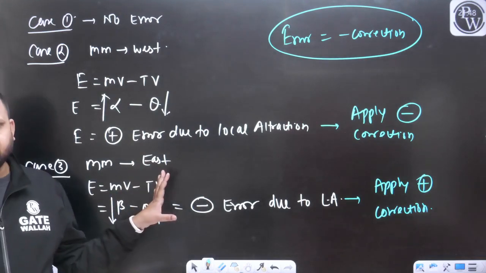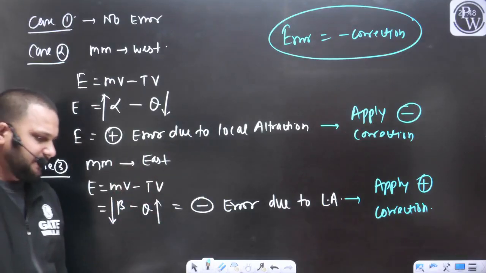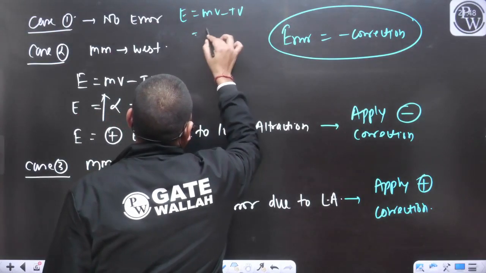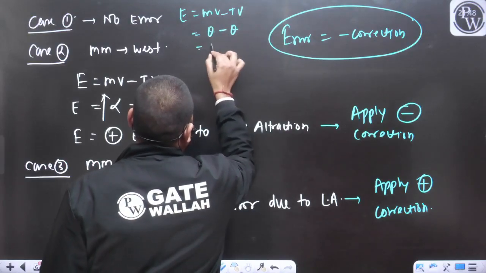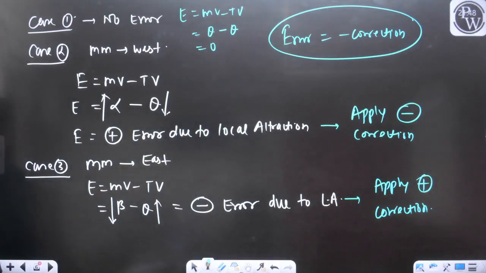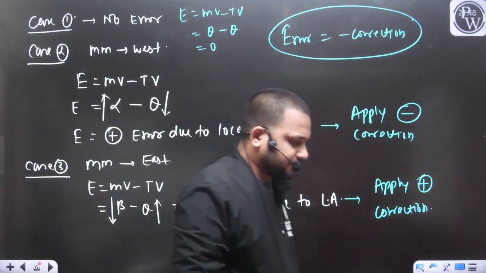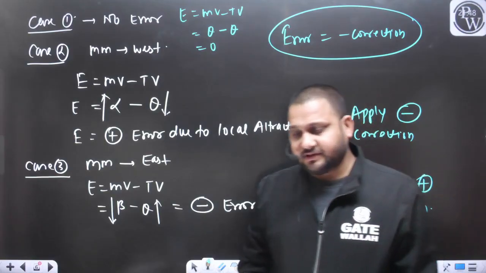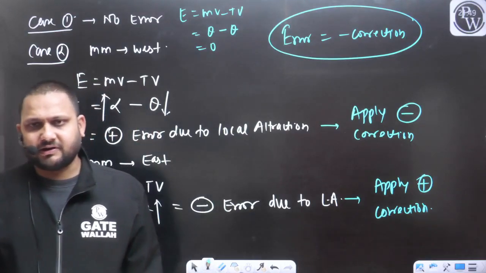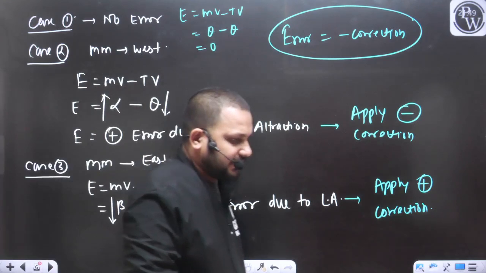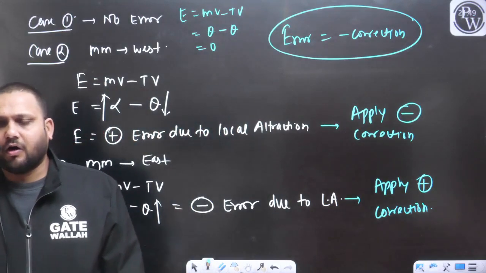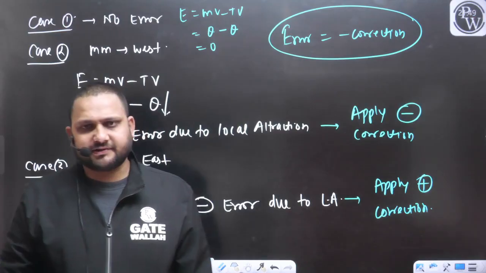I hope all these three possibilities are clear to everyone. In this case, error will be equal to measured value minus true value. Measured value is theta, true value is theta, so error will be equal to 0. I hope the entire discussion is clear. So yes, this is the error occurring in our compass surveying due to the local attraction. We can conclude there may be a positive error or a negative error due to the local attraction.